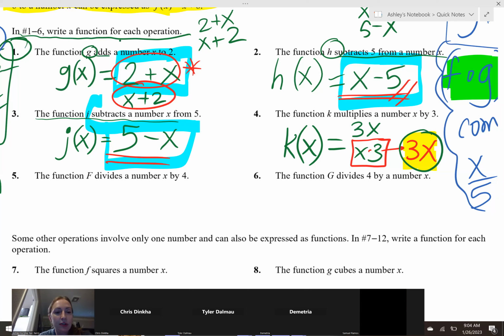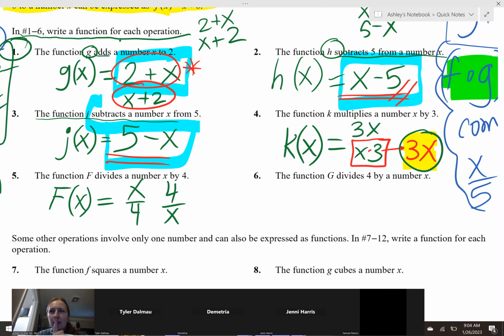Number 5 says the function capital F. Now I think they're running out of regular alphabetical names, and now they're going to capital. Okay, whatever. Function capital F divides a number x by 4. Okay, now we're dividing. So do you think it's x over 4 or 4 over x, by the way they say?